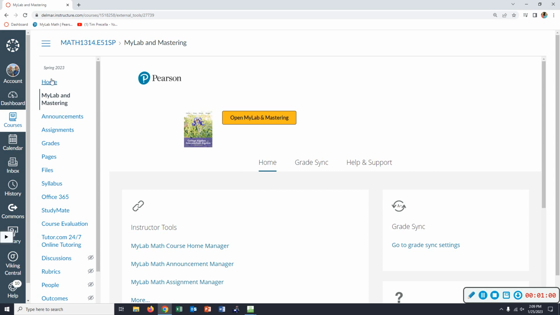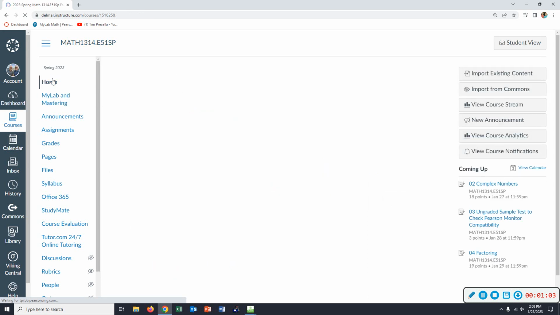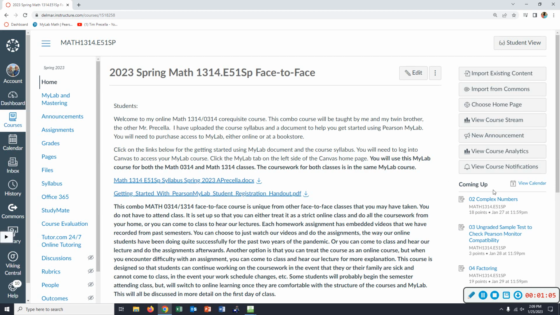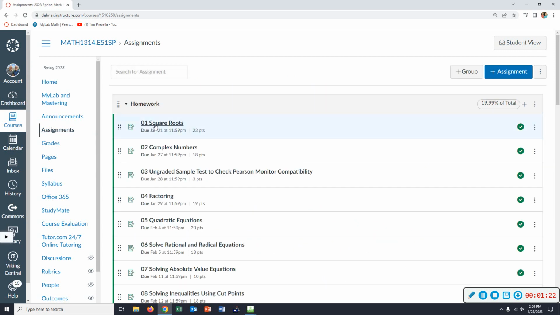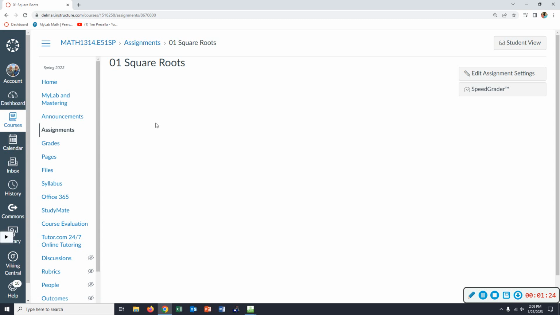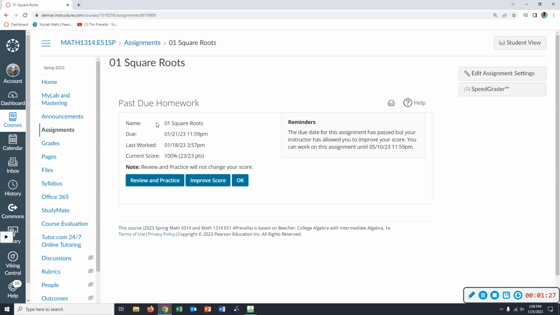A word about the assignments. Up here you see the upcoming assignments. I've had some questions. What if you want to work on assignment 1 again? Well, if the assignment's not listed here, just click on assignments. Click on assignment 1. I thought it went without saying, but I better say it. At this point, if you don't have 100 already, you would click Improve Score.